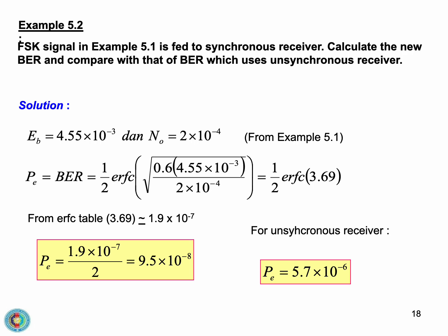Let's take the same FSK signal parameters from example 5.1 and apply them to a synchronous receiver. We use the same calculated Eb and N0 values. Substituting these into the Pe formula for a synchronous FSK receiver, we find the BER is approximately 9.5 × 10^-8. Now, let's compare this to the unsynchronous receiver's BER of 5.7 × 10^-6. This comparison clearly highlights that the synchronous receiver provides a significantly lower bit error rate, indicating a much more robust performance against noise.